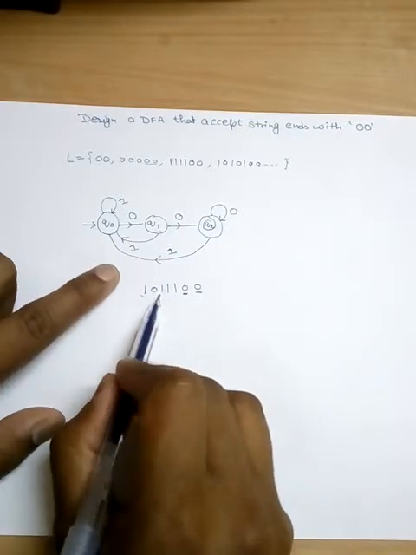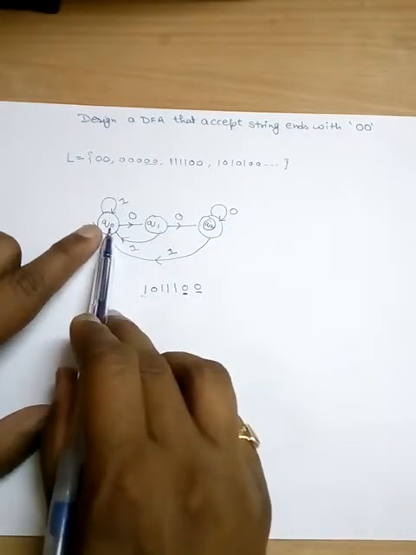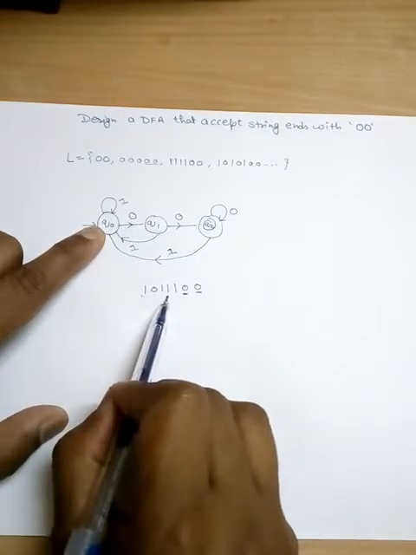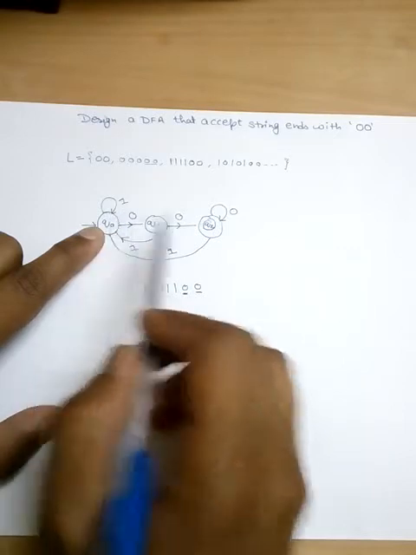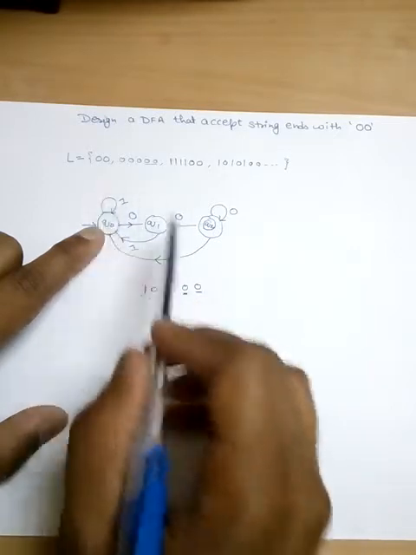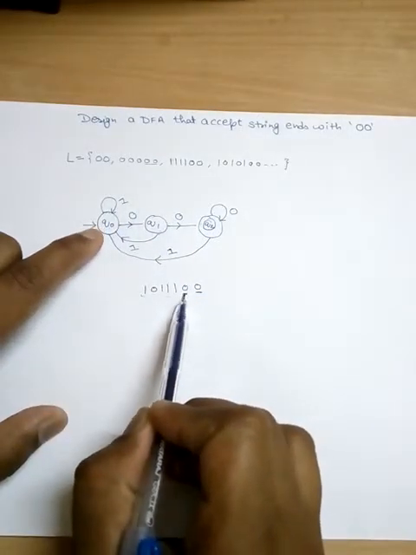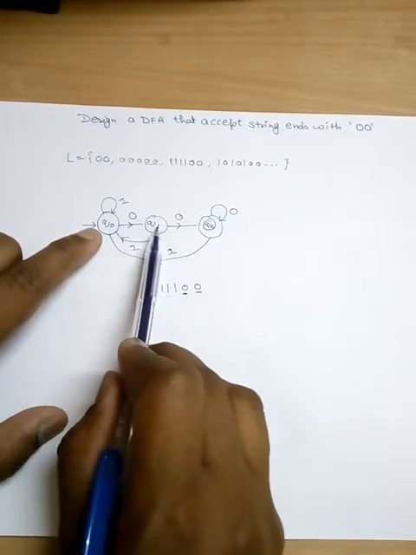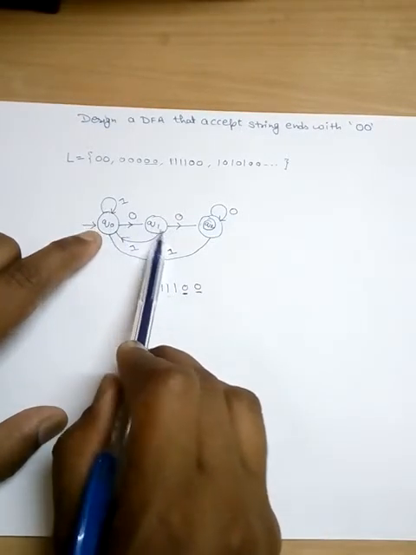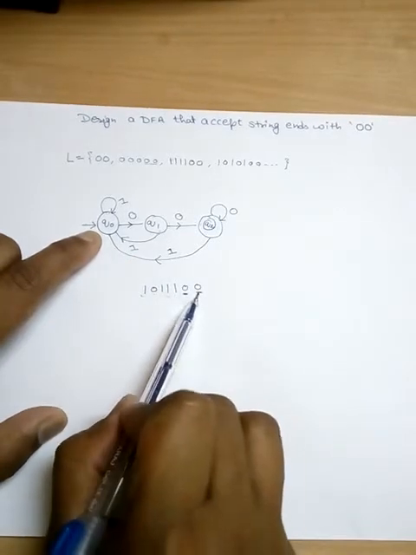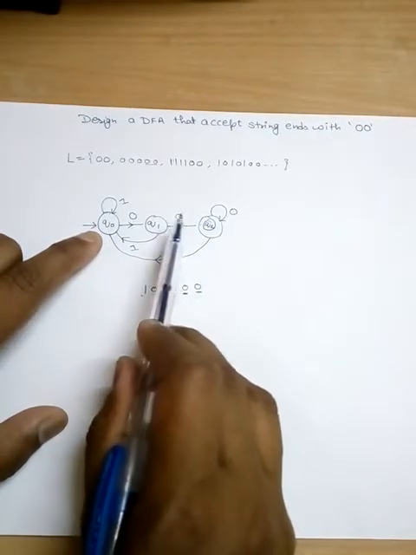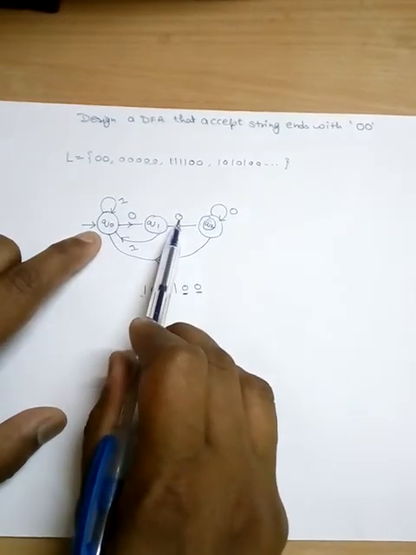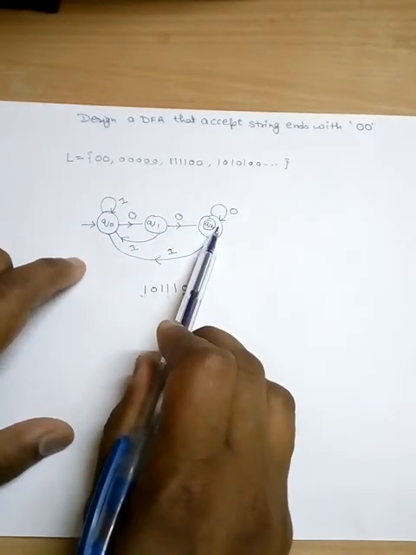Now the machine is in the Q1 state. I am getting 1 here. After getting 1, again we will go into the Q naught state. Now I am getting 1 here in the Q naught state. We keep looping here, right? So when I get this 0, then from the Q naught state we will jump into the Q1 state, and after getting this 0, we are in the Q1 state and I get the second 0 here, then the machine will reach the final state.